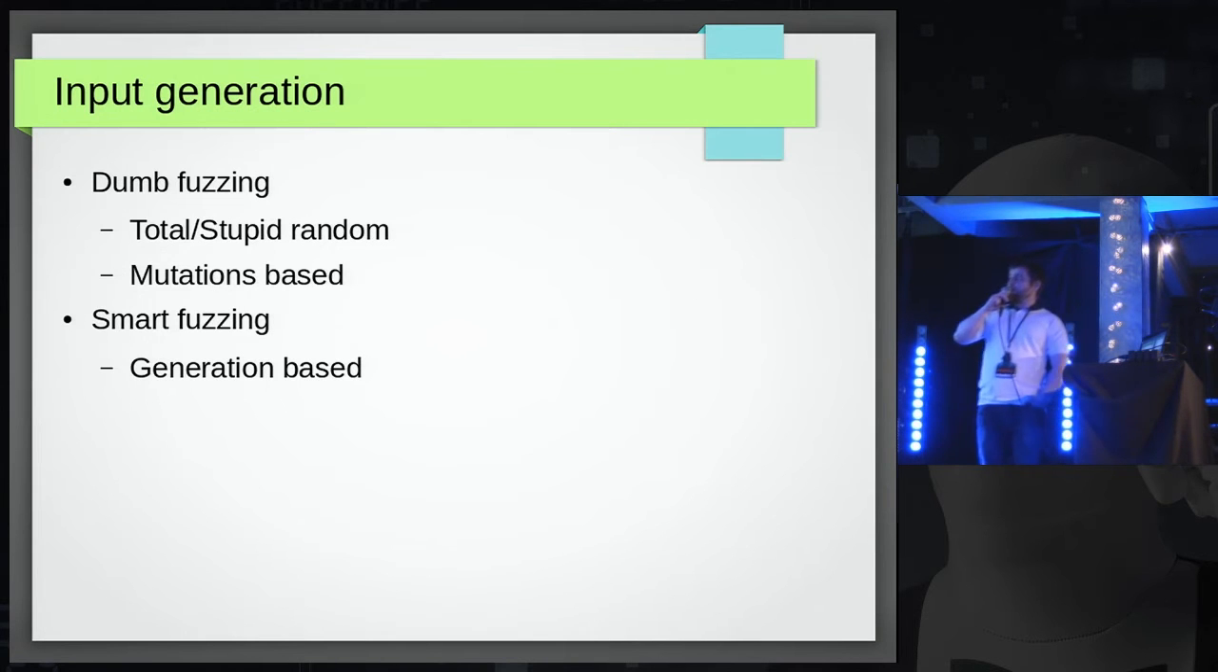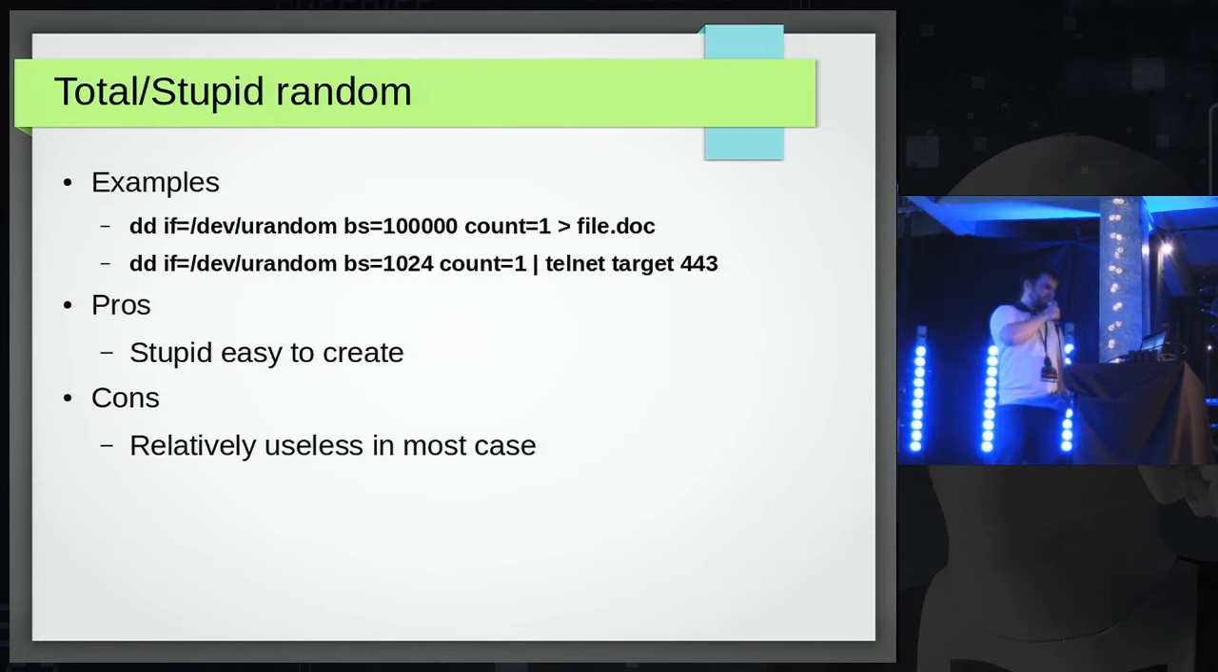A little bit about how you generate the input, and this comes in really handy in corpus distillation. You have two different approaches to generating the initial input. You have dumb fuzzing, which I break up into two different dumb fuzzing styles, really stupid random fuzzing and mutation based, and you have smart fuzzing. So, a little bit about each of them.